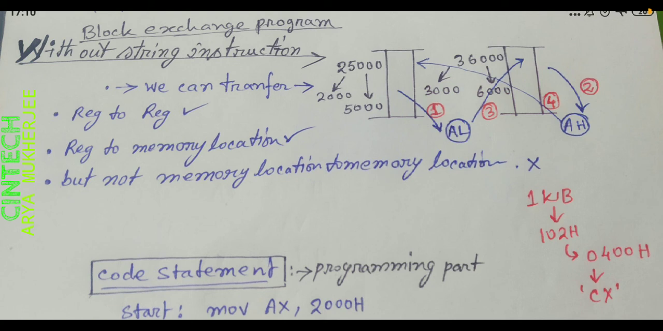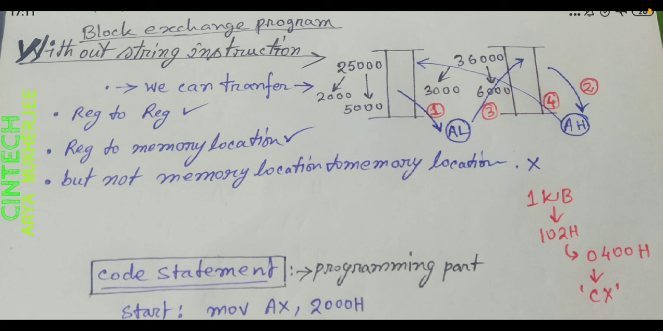Block exchange program without string instruction. To execute a block exchange program, we need at least 2 blocks. Here 25,000 is one block location, and another block location is 36,000.